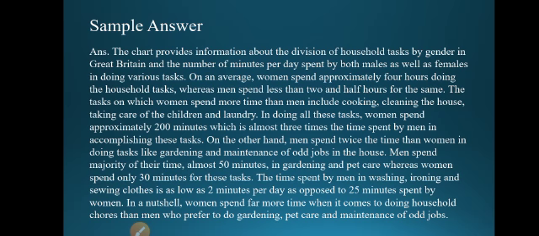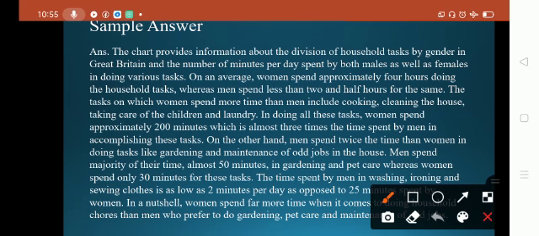So again, the introduction. The chart provides information about the division of household tasks by gender in Great Britain and the number of minutes per day spent by both males as well as females in doing various tasks. So this is the introduction part. Okay, now the body. On an average, women spend approximately 4 hours doing the household tasks, whereas men spend less than 2.5 hours for the same. Means women spend more time according to this graph.